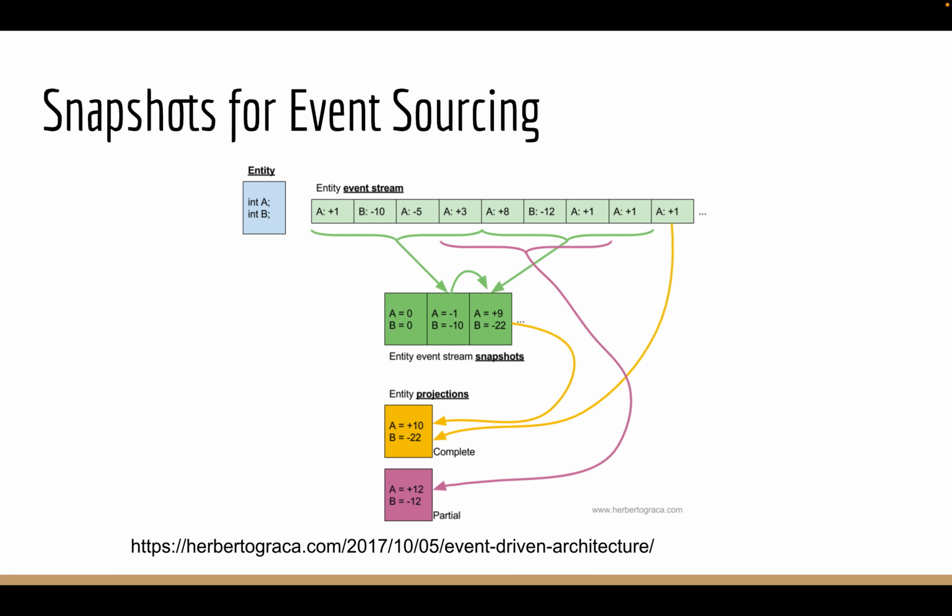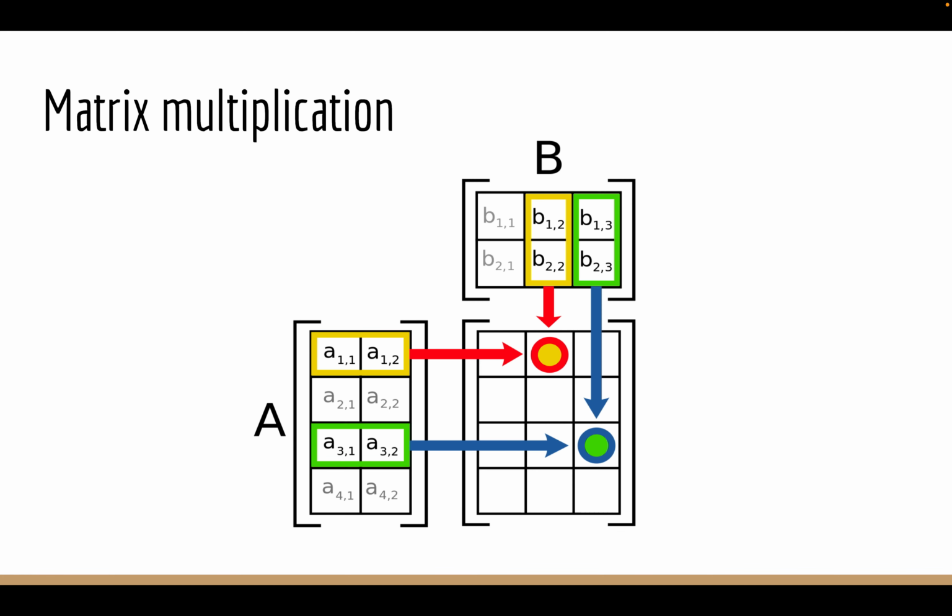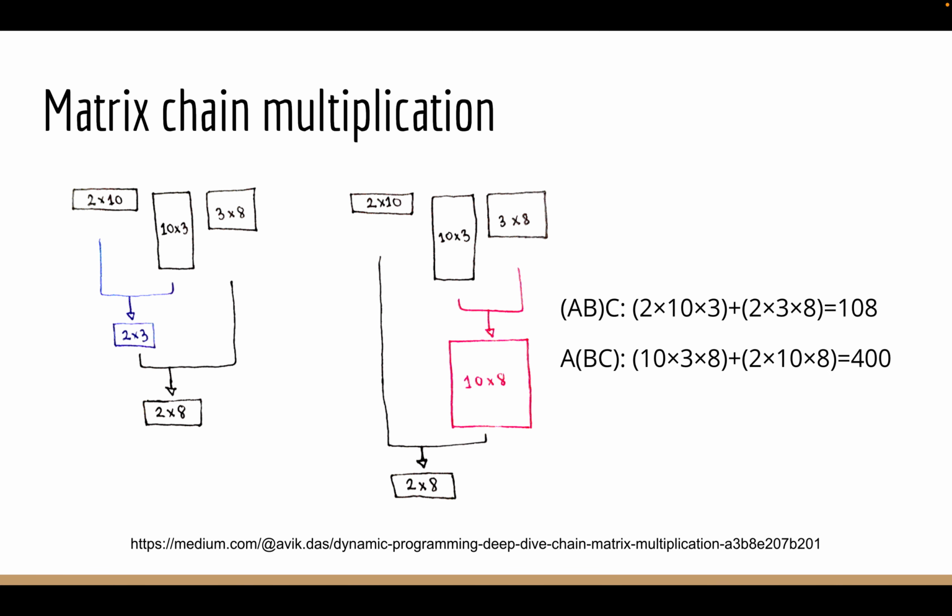We can also use them to snapshot our data in event sourcing architecture, which is super useful for both reliability and performance. It's also very useful for matrix multiplication, especially when it comes to matrix chain multiplication, because in terms of denotational semantics, it doesn't really matter in which order we apply multiplication operator, but operationally there is a big difference.